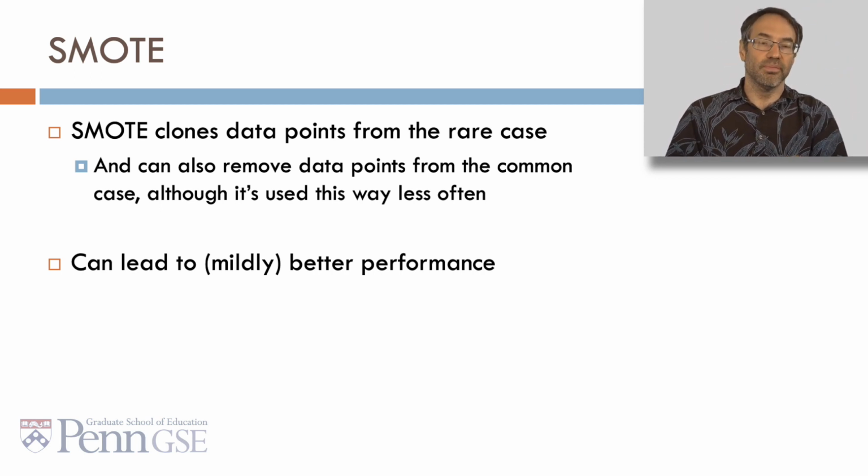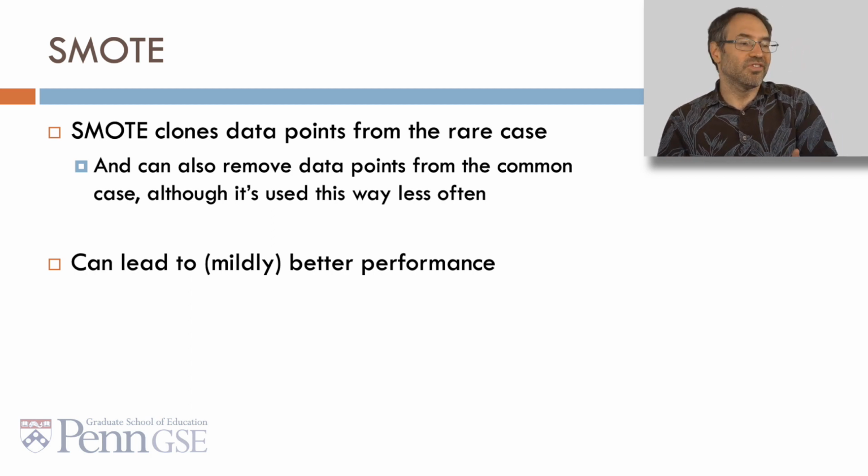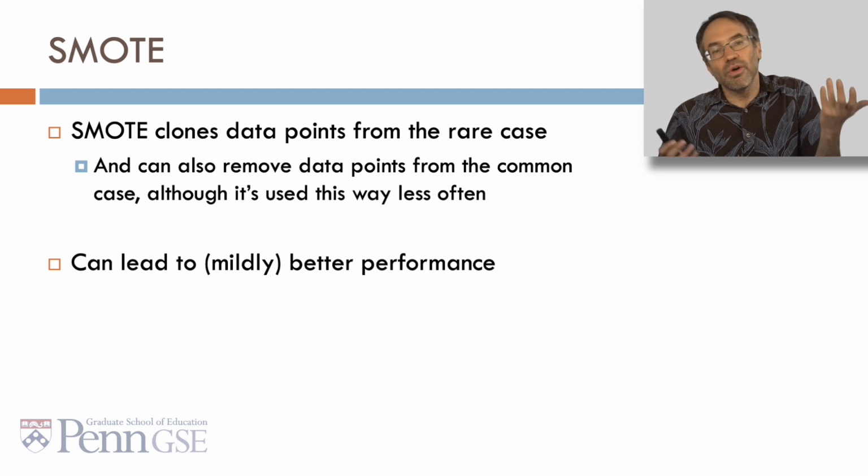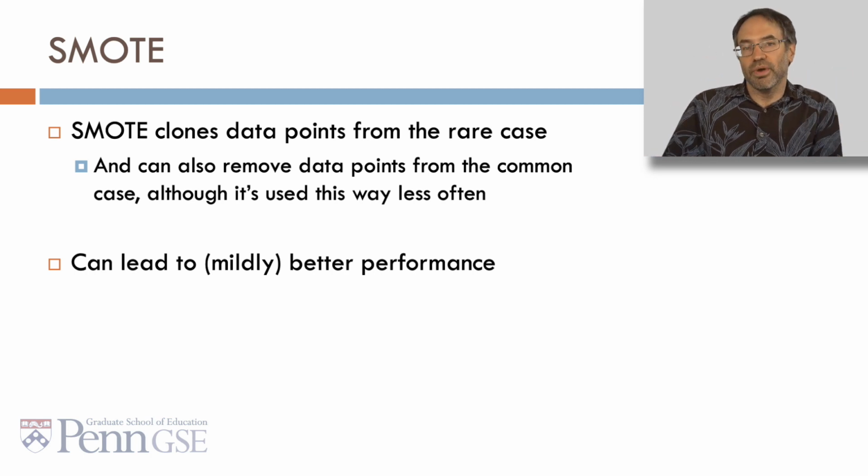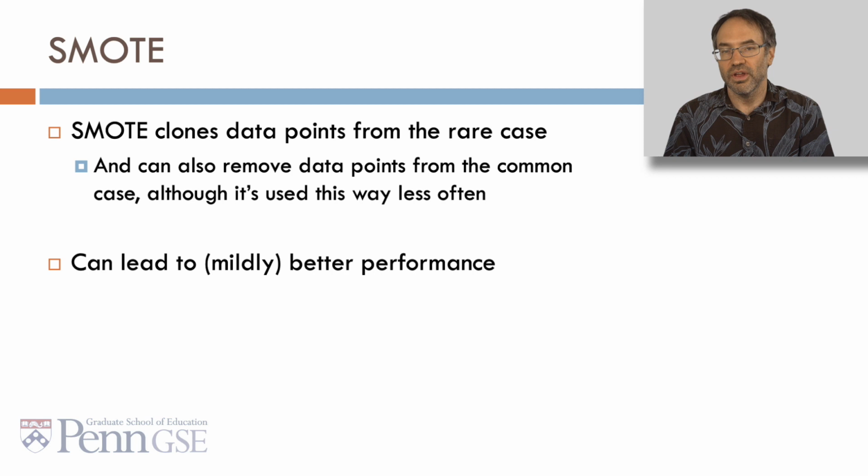And SMOTE can lead to mildly better performance. It's one of those things that makes a little bit of difference. I often find it gets us like 0.02, 0.03 better. Worth doing when you've got these imbalanced data cases. Not going to turn a junk model into a perfect one.